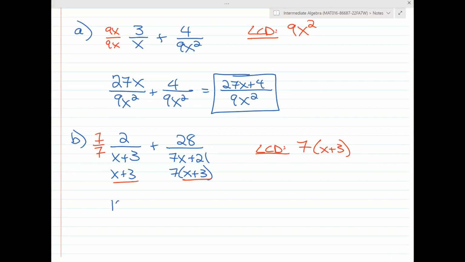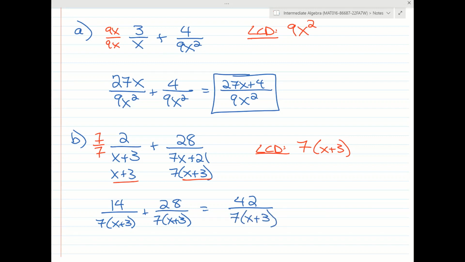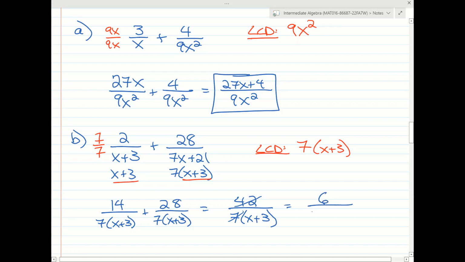This will be 14 over 7 times x plus 3 plus 28 over 7 times x plus 3, which gives us 14 plus 28 is 42 over 7 times x plus 3. And we could even reduce this. 7 goes into 42 6 times. So the answer would just be 6 over x plus 3.